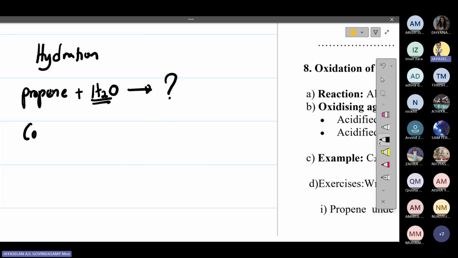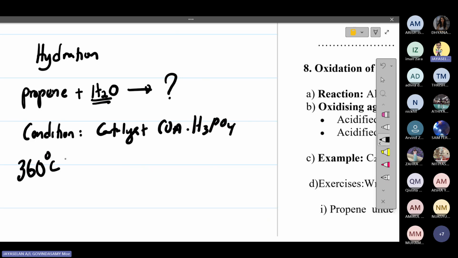What is the condition required? Must remember, just put like this. Catalyst concentrated phosphoric acid, 1 mark. And please remember, one full turn is 360 degrees, right? So you all put 300 degrees Celsius, 60 atm. Cannot forget this. Must memorize. So how to do the equation?